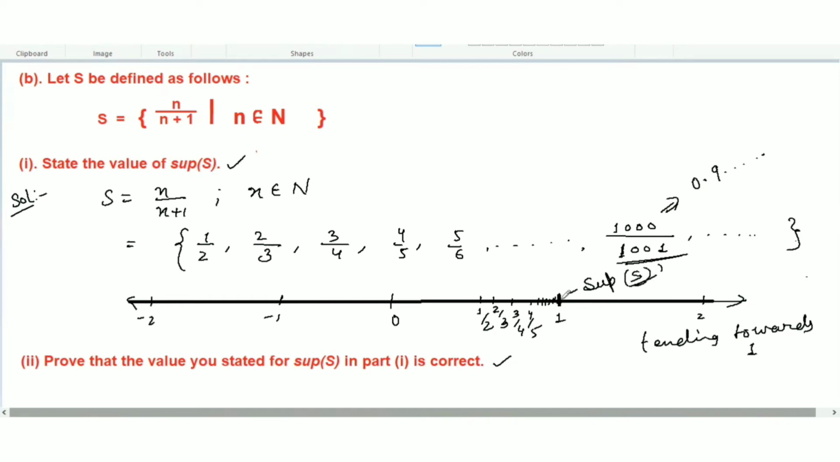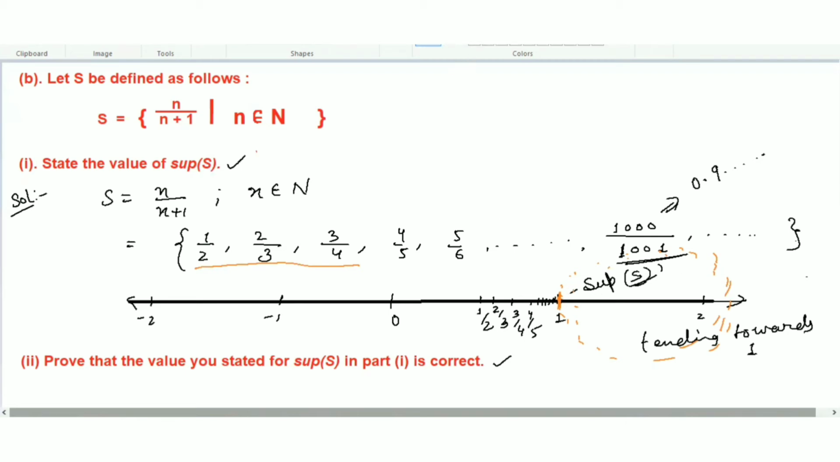All the numbers are tending this way. All are upper bounds here, but this is the least upper bound. But you can say that 1 does not belong to this set. How will this be the upper bound or supremum of S?